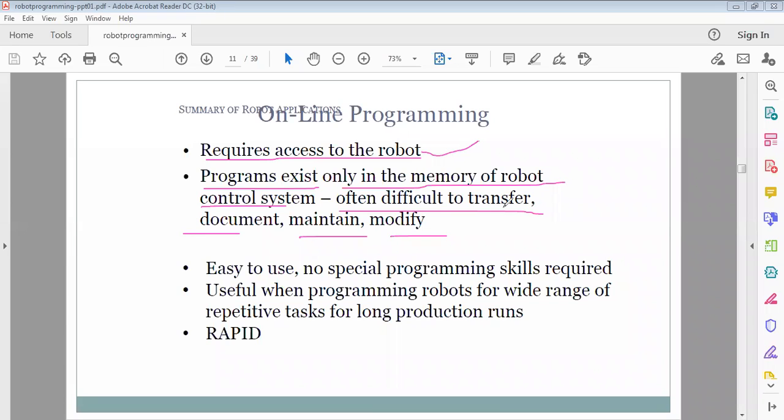Okay, and documentation is very limited, so maintaining and modifying the program is difficult. And the advantage is that it is easy to use, and no special programming skills are required. It is useful for programming robots for a wide range of repetitive tasks for long production runs. Programming is very quick and rapid.